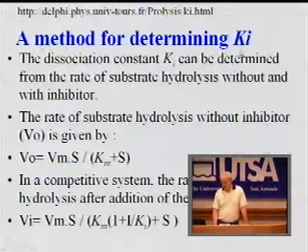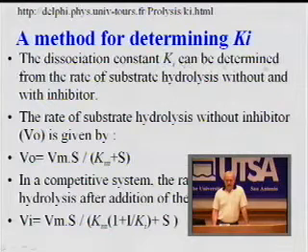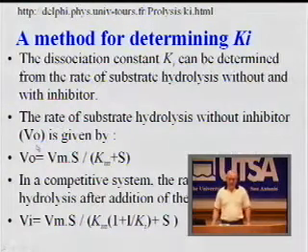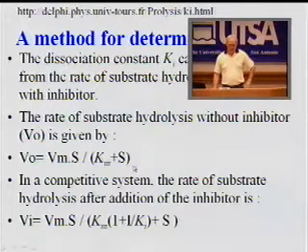So the method for determining the Ki, again, this is the enzyme. The dissociation constant, Ki, can be determined from the rate of substrate hydrolysis without the inhibitor. So this is the V sub O. We saw that, get the total binding. And there's a formula for this, and we're not going to be too awfully concerned about that. Even though the formula will show up throughout, we're not focusing on that.